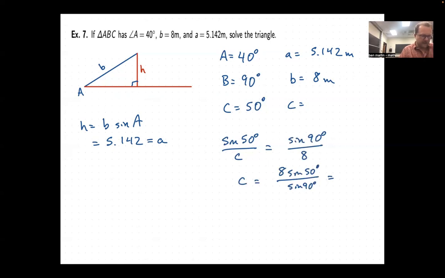So I'm going to get in here on my calculator real quick and tell it to take 8 times sine of 50 degrees, divide by 1. I'm getting like 6.128 and so on. Okay. I'm going to record it up here as being 6.1 meters. All right. Yay. And that's it.